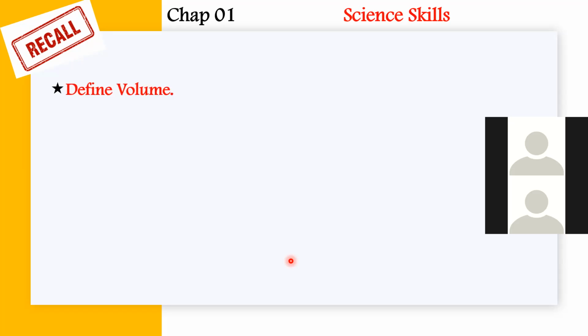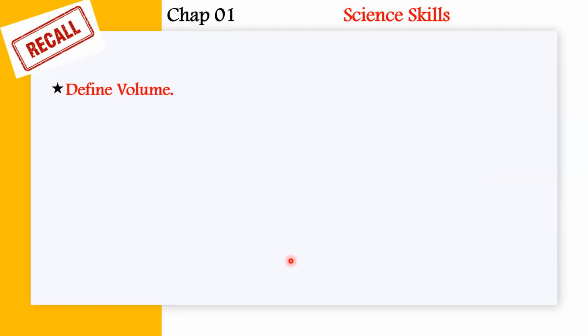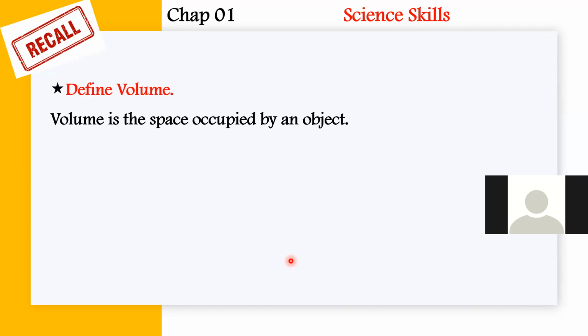Who will define volume? Muhammad Ibrahim Imran will define volume. Sir, volume is the space occupied by an object. Yes, you are correct. Volume is the space occupied by an object. Very good. Very nice.